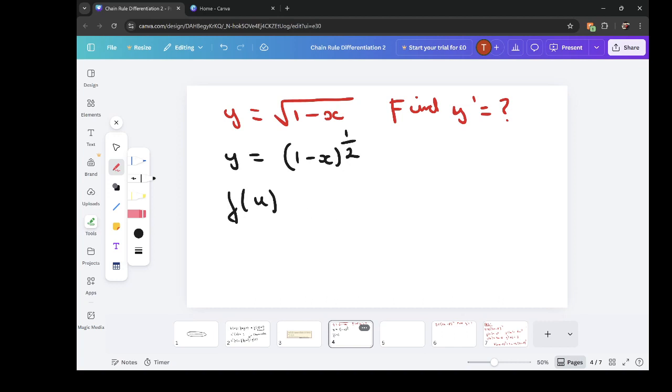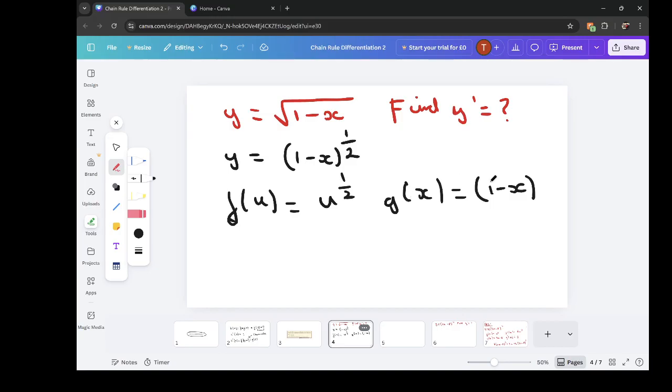So f of u is equal to u to the power of 1 half. That's what we're writing our f. So we've essentially just replaced 1 minus x with u. It helps us to simplify these terms and helps you to understand it better. And then we write g of x as 1 minus x.